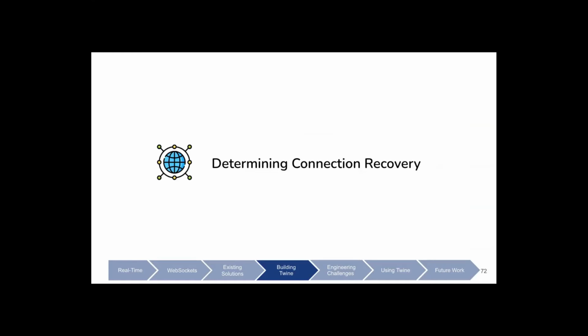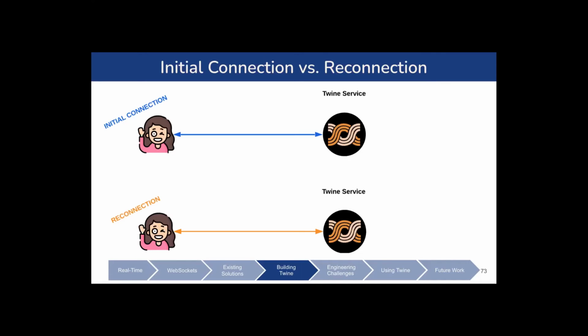When developing Twine, a key challenge was guaranteeing that subscribed clients consistently received published data, even during temporary connection interruptions. The process of recovering data after a temporary disconnection is called connection state recovery, and the first step in implementing it is determining when this logic should be executed. We only wanted connection state recovery logic to run when a client had disconnected from Twine and was attempting to reconnect, not on their initial connection. So we needed a way to differentiate between an initial connection and a reconnection.